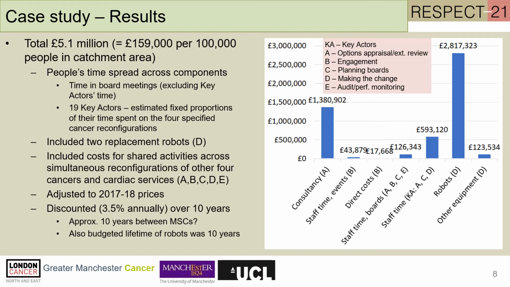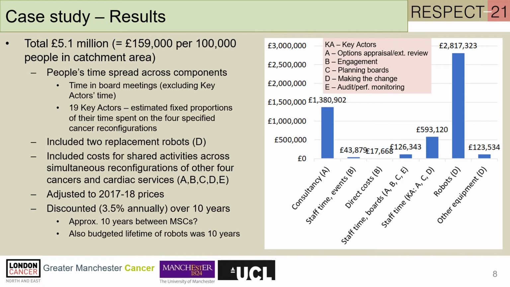We've also included costs for shared activities across simultaneous reconfigurations. So there were actually 8 cancers that were being reconfigured across this part of London, and cardiac services were also being reconfigured at the same time. So we've included the 4 that we have, that's prostate, bladder, renal and OG, because they were the ones that London Cancer had in common with Greater Manchester Cancer.